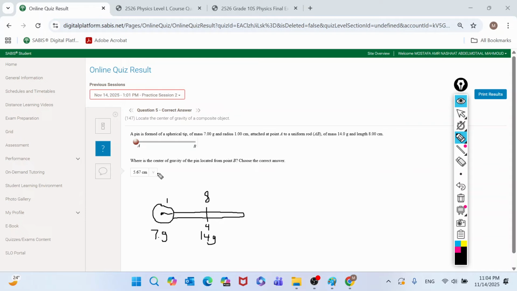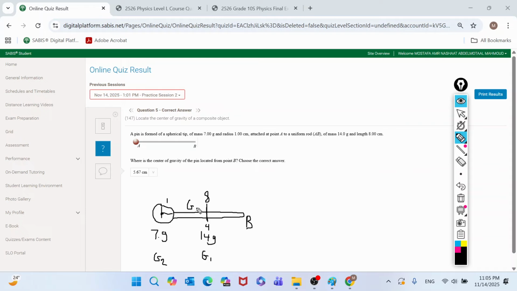Now where is the center of gravity of the pen located from point B? Point B is over here. So this is G1, we'll say, and this is G2. G1 is the center of gravity of the rod, G2 is the center of gravity of the tip. Now G is going to be somewhere in between.